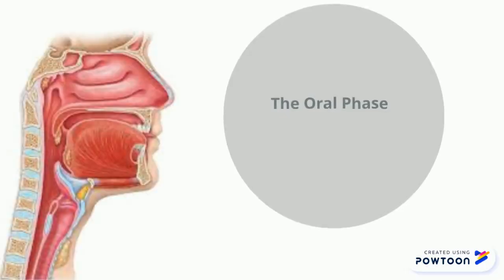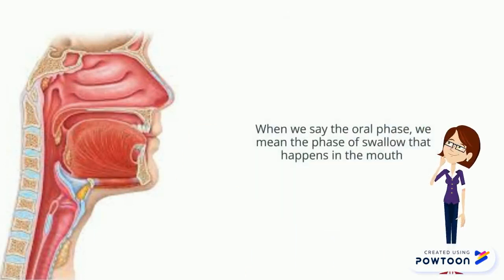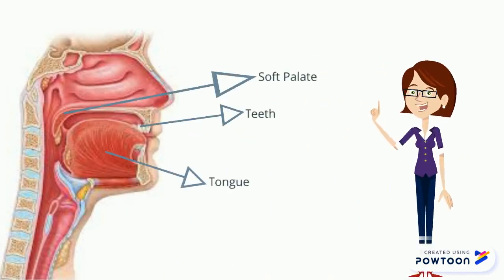Let's look more closely at the oral phase of swallow. When we talk about the oral phase of swallow, we simply mean the phase of swallow that happens in the mouth. The structures involved in the oral phase of swallow are the soft palate, the teeth and the tongue.